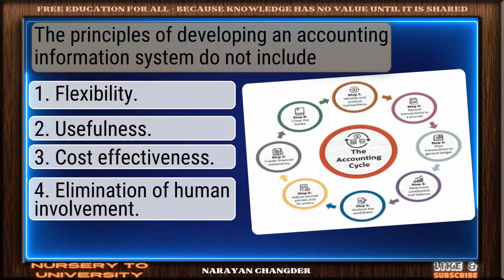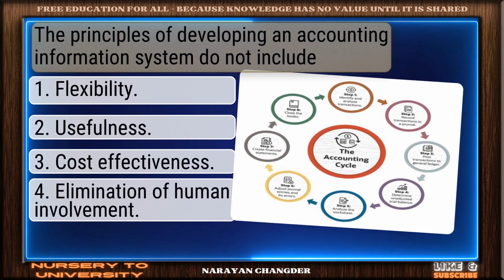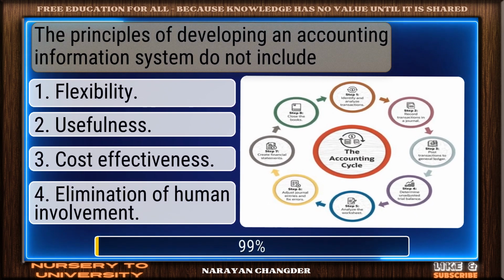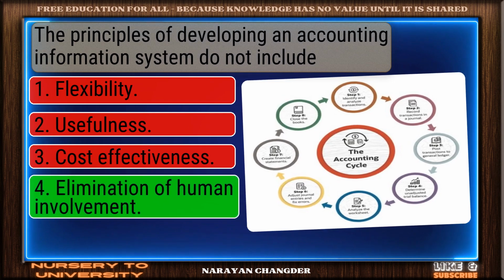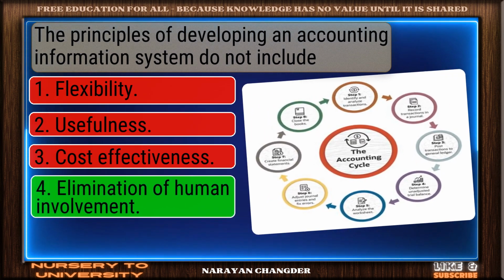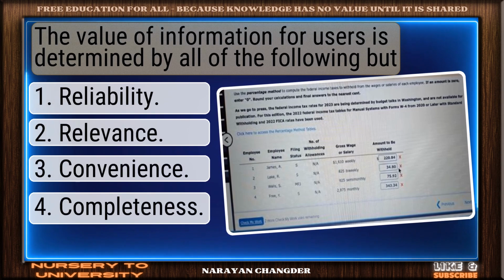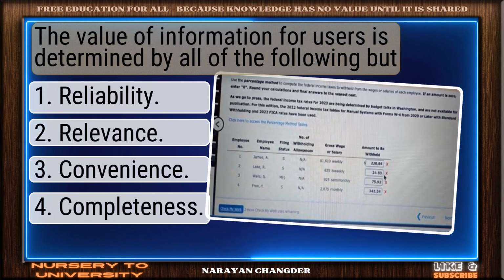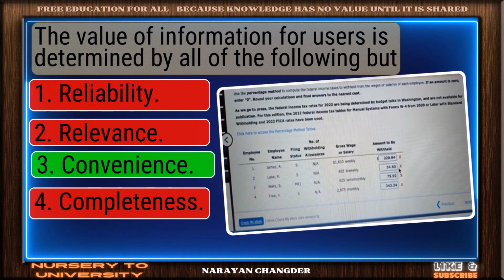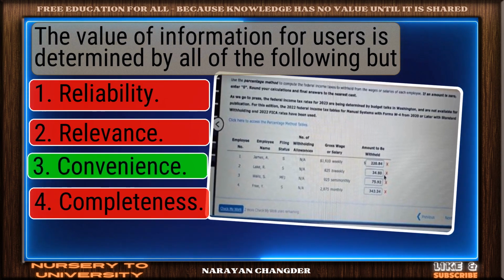The principles of developing an accounting information system do not include... Right choice. Elimination of human involvement is the best answer. The value of information for users is determined by all of the following but... Well-reasoned. Convenience is the correct choice.